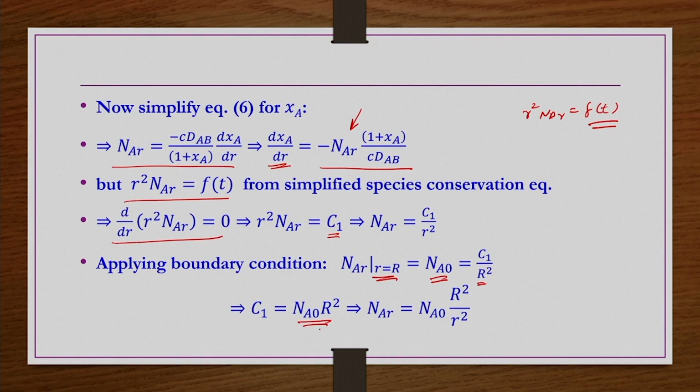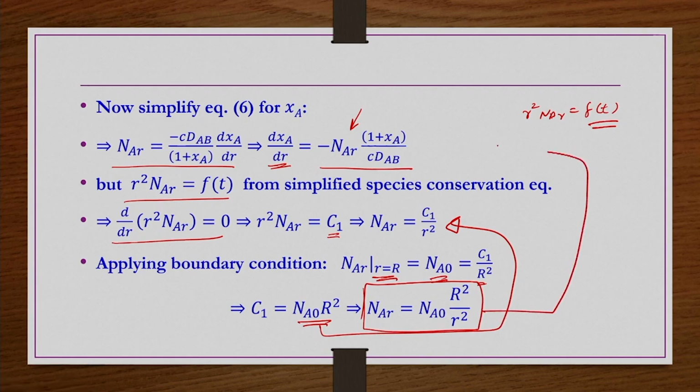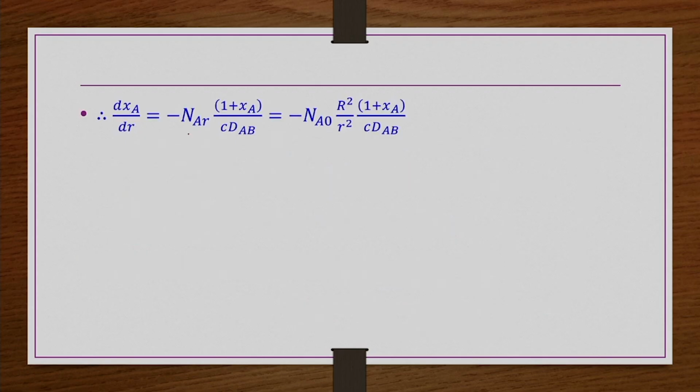If I use this C1 in this equation, I get N_Ar equals N_A0 capital R squared by small r squared. So, work done. Now this N_Ar you can substitute here, and then you can do the integration to get x_A as a function of r. In place of N_Ar we can write N_A0 capital R squared by small r squared, and the remaining terms are as they are.